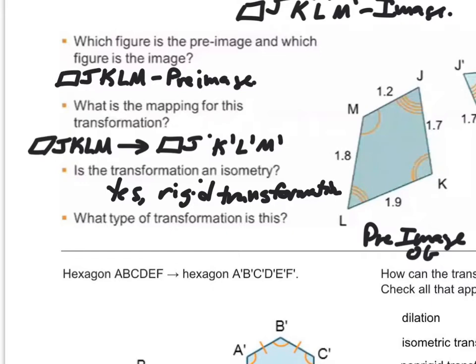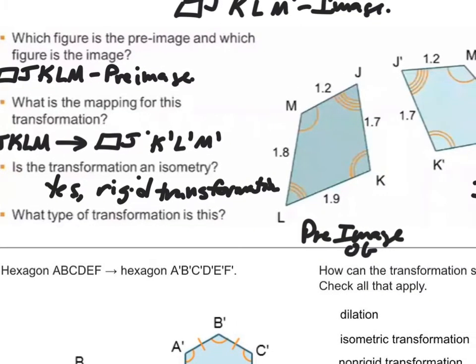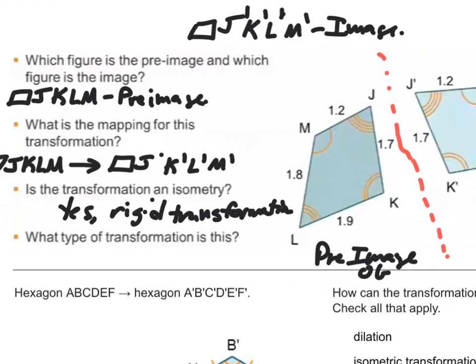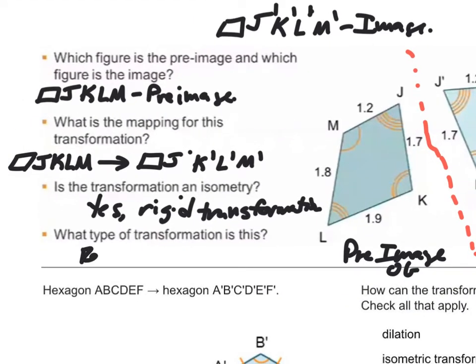Okay, and then it asks, what type of transformation is this? And this is a reflection, and here's why, because there is a line of reflection here, where J and J prime are just flipped over this line, M and M prime are flipped, same with L and L prime and K and K prime. So this is a reflection.